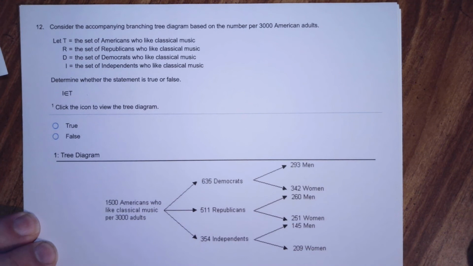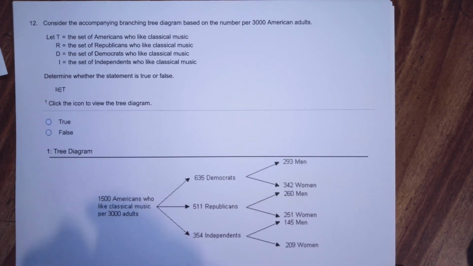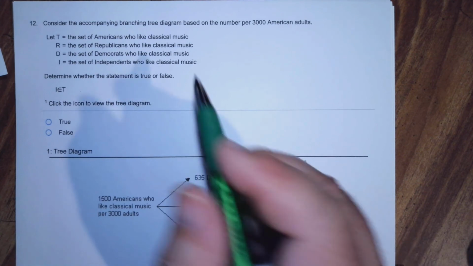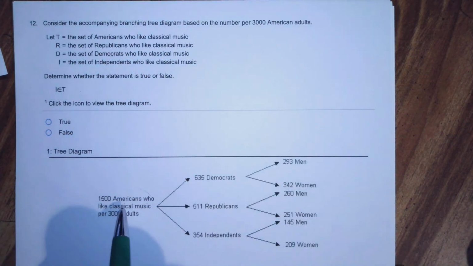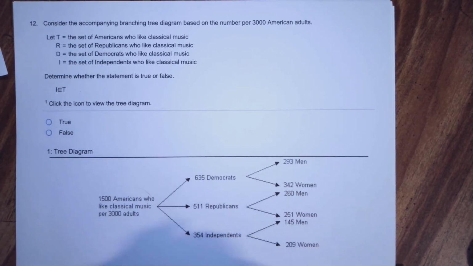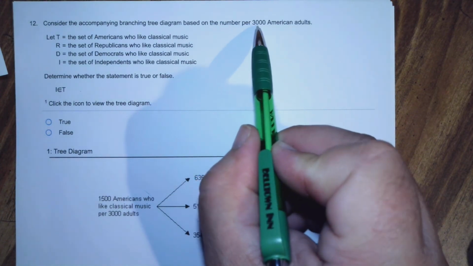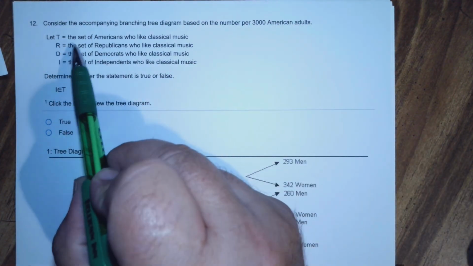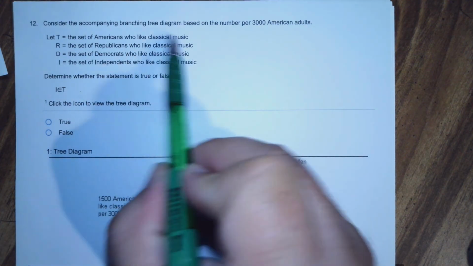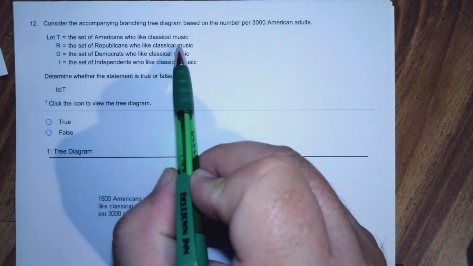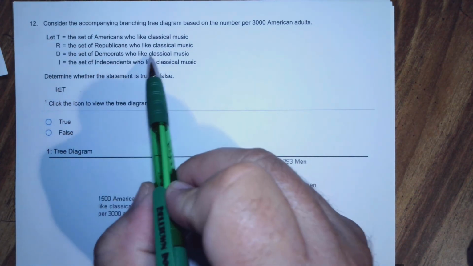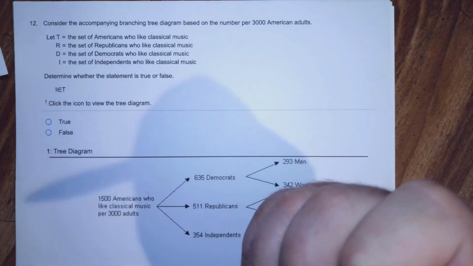And let's look at number 12. Consider the accompanying branching tree diagram. The tree diagram begins with a seed, and it sprouts. And from each one of those, they sprout more leaves. So consider the branching tree diagram based on a number per 3,000 American adults. Let T be the set of Americans who like classical music, R, Republicans who like classical music, D, Democrats who like classical music, I, Independents who like classical music.